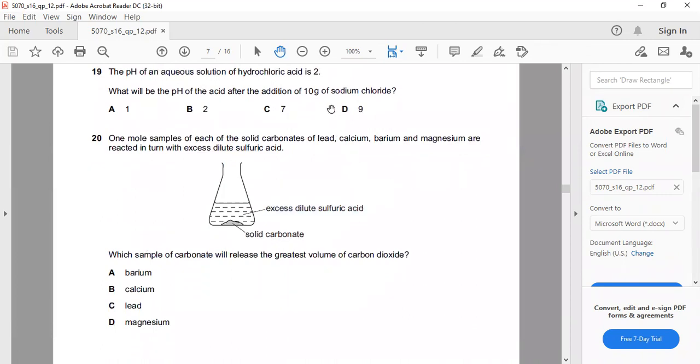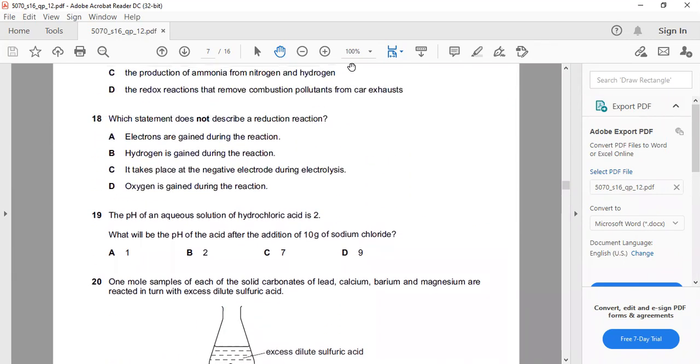Question 19. Okay. 18, let me explain the other options. Electrons are gained during the reaction. Yes, it is correct. It is reduction. Hydrogen is gained. Yes, it is reduction. It takes place at the negative electrode. Yes. Red cat: reduction at cathode, and cathode is negative. These three are correct. The remaining one is not correct.